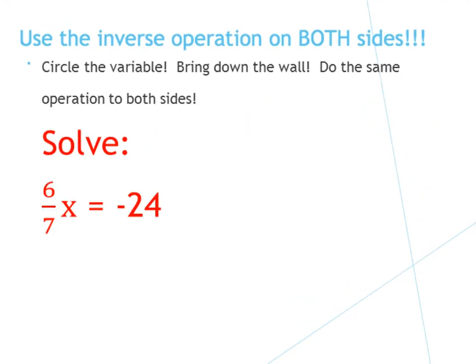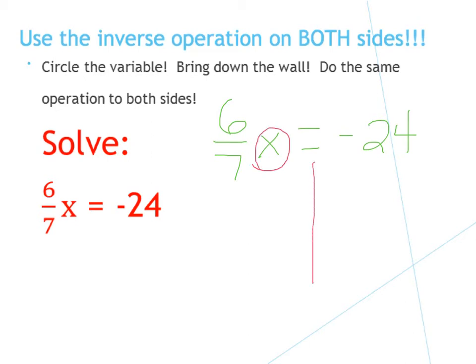The next problem, I'm going to do the exact same thing. I'm going to rewrite my problem as 6/7 x is equal to negative 24. I'm going to circle my variable and bring down my wall with my equal sign. In order to get rid of 6/7, I need to multiply by the reciprocal. So I'm going to multiply it by 7 over 6, and do that same thing to the other side.